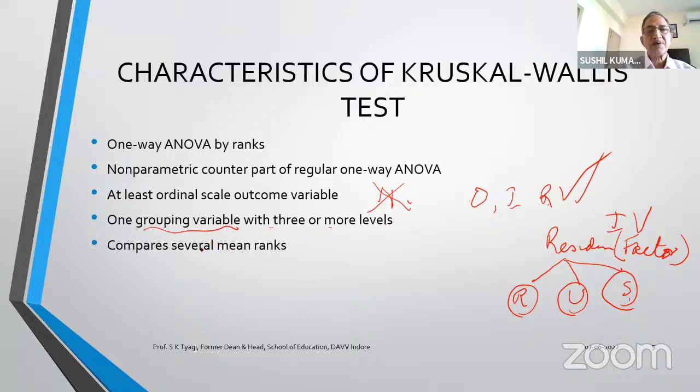And Kruskal-Wallis test compares several mean ranks. Now, one-way ANOVA compares several mean scores. ANOVA compares means, but Kruskal-Wallis compares mean ranks. Why? Because it is based on ranks. One-way ANOVA by ranks.